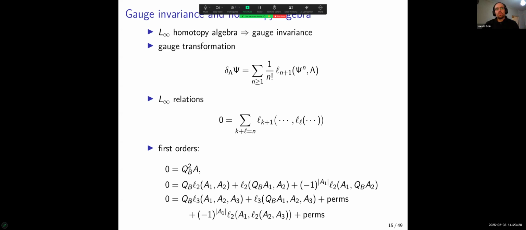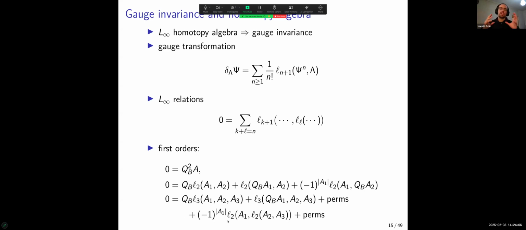Now the third relation is more interesting. You have QB acting on L3. L3 is a three-product, so you take three states and you spit out one. If you apply QB on this, you will get L3 of QB and you have the permutations. But this is not 0. It's equal to L2 inside which you use another L2. If you write this in terms of a Lie bracket, this second line would be the Jacobi identity. So what it's telling you is that the failure of the Jacobi identity is explained by the presence of the string product with n equals 3. And QB is not a derivation of this new product up to the Jacobi identity.